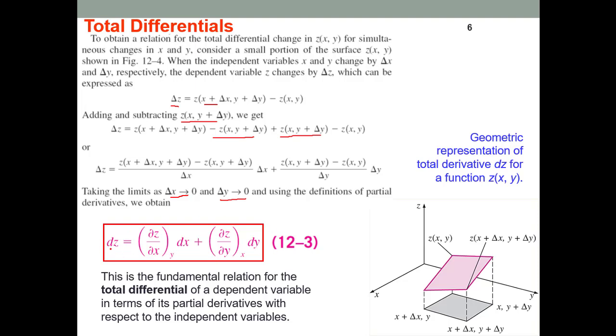Now you can see total differential means that z as a function of x and y is varying both with x as well as with y. The first term is represented with delta x, the second term is represented with delta y. So that's called the total differential. To understand the total differential, you should do some practice as well.